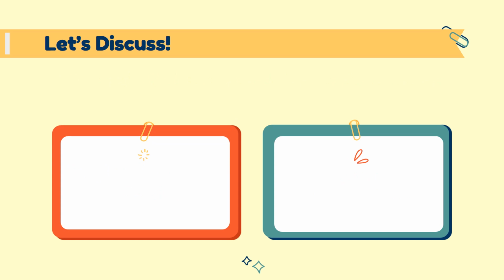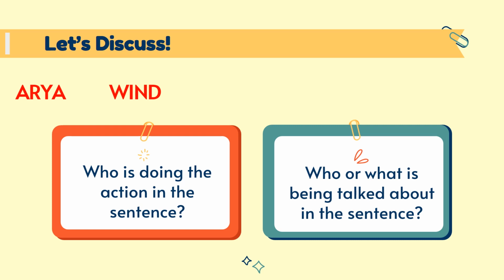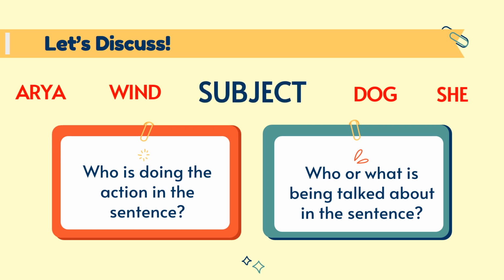The answer to the question, who is doing the action in the sentence, such as Arya and wind, and the answer to the question, who or what is being talked about in the sentence, such as dog and she, are what we call as subject. When we say subject, it refers to the word that is being talked about in the sentence or to the word that is doing the action in the sentence.